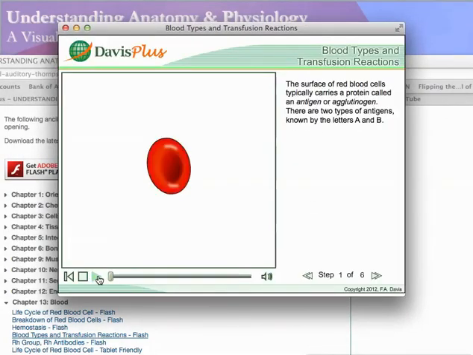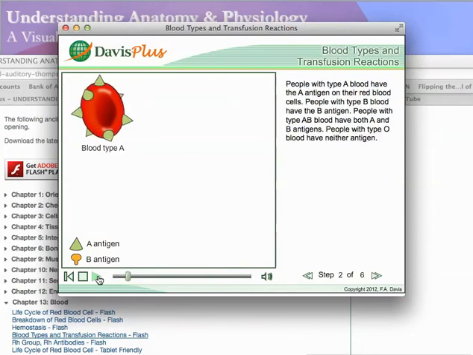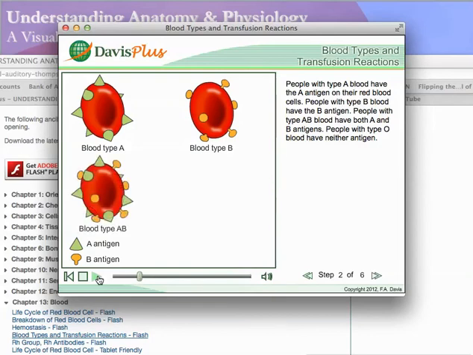The surface of red blood cells typically carries a protein called an antigen or agglutinogen. There are two types of antigens, known by the letters A and B. People with type A blood have the A antigen on their red blood cells. People with type B blood have the B antigen. People with type AB blood have both A and B antigens. People with type O blood have neither antigen.